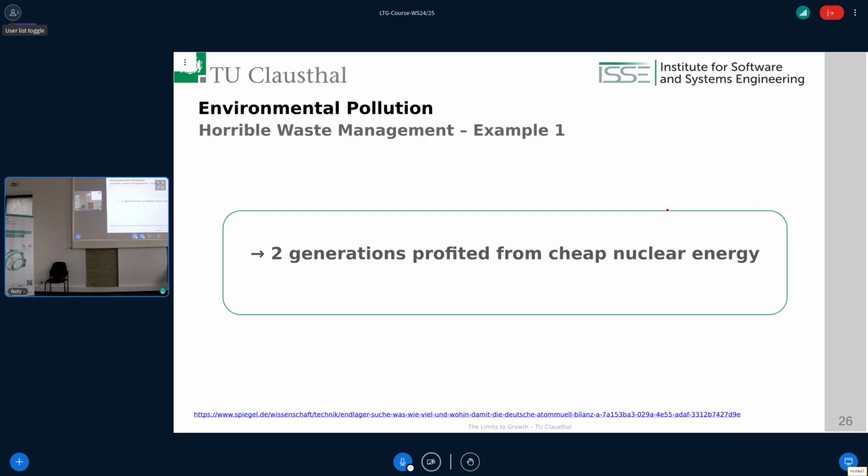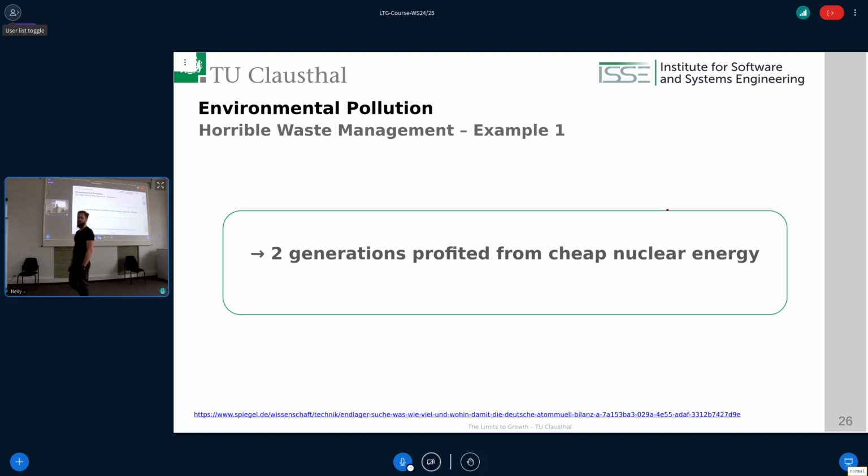So, guessing game for you. We have roughly used nuclear energy for 2 generations. First nuclear bomb by the end of the Second World War, then we figured out how to use it to make energy. So roughly 70 years, 2 generations now. And it was quite helpful because it made energy cheap. But how many generations need to manage the leftovers, the waste? So 2 generations profited. How many generations need to manage that waste?